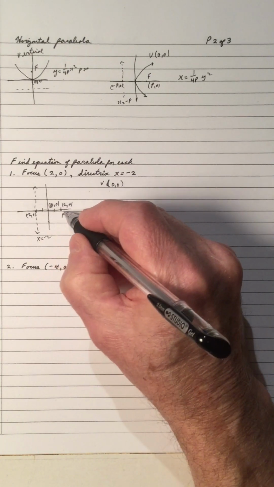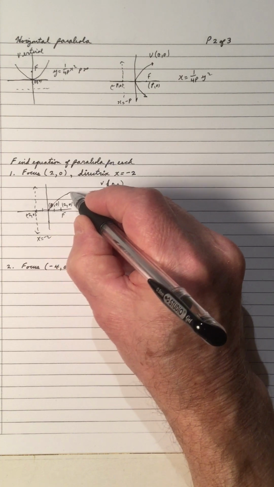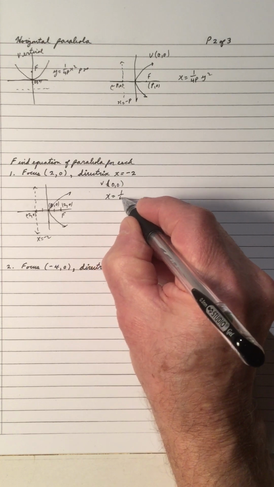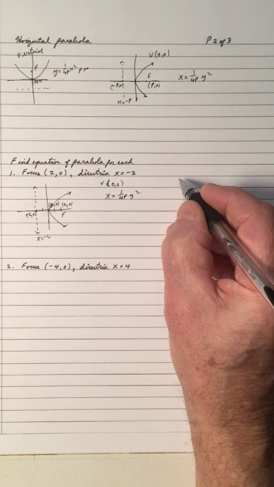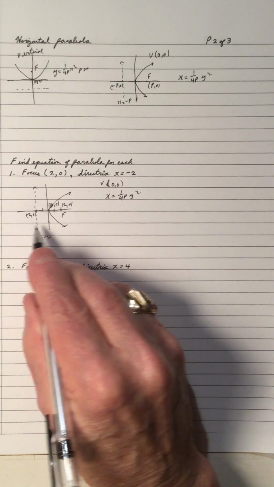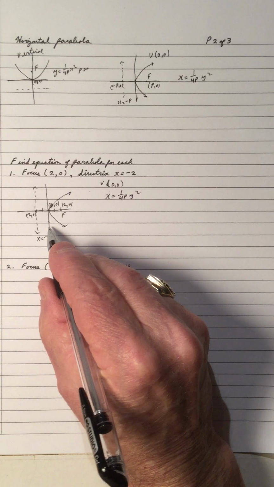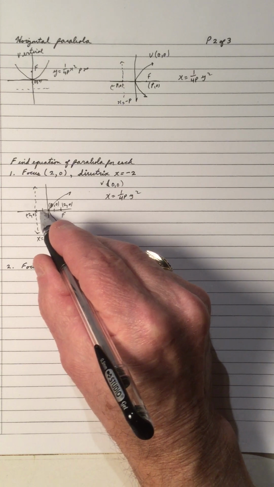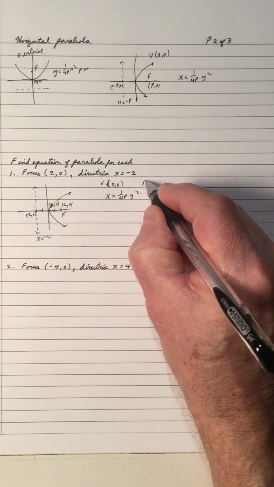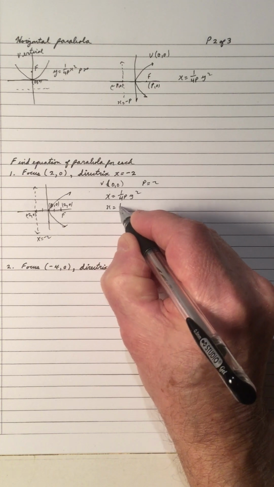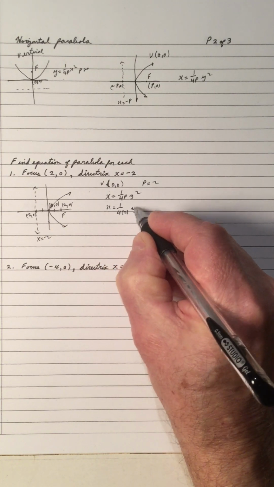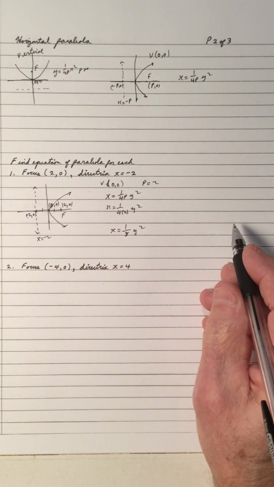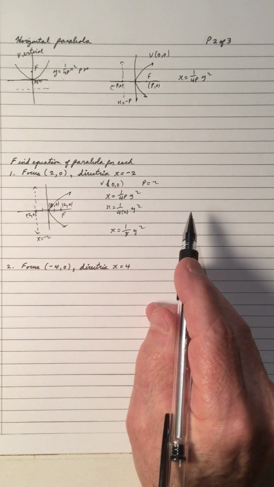And the focus is inside the parabola, so therefore the parabola has to open this way. So this equation is x equals 1 over 4p y squared. And in this case, p is 2. The focus is 2 units to the right, and the directrix is 2 units to the left, so that means p is 2. So x equals 1 over 4 times 2 y squared. So x equals 1/8 y squared. That's the equation of this parabola with the focus and directrix.